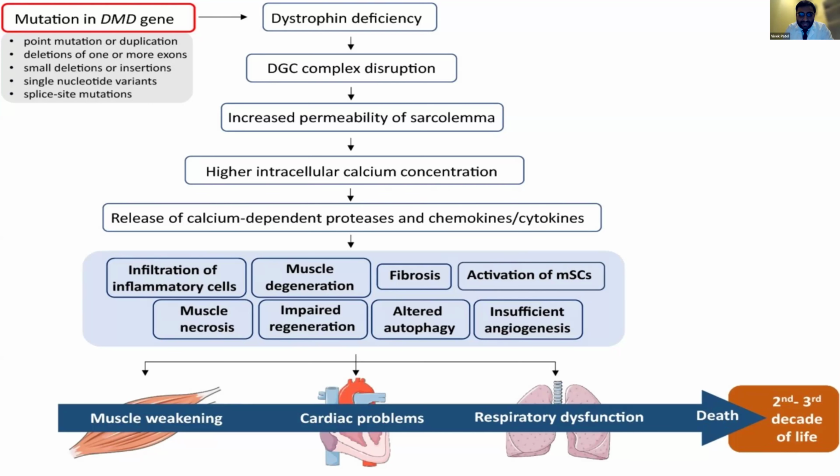And the other factors are altered autophagy. That means the cell is not able to clear its content on its own, and activation of mesenchymal stem cells. And there is also inadequate new formation of the vessels. So new muscle is not able to form, which in turn affects various muscles such as skeletal muscle, cardiac muscle, and smooth muscle.